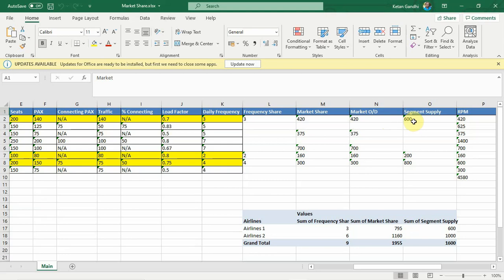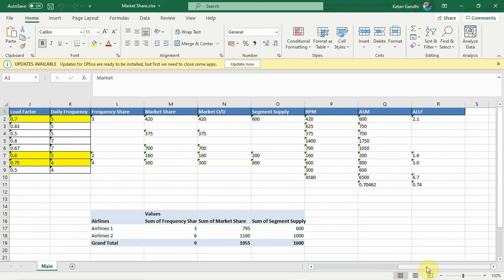Segment supply means the aircraft which were supplied to carry the passengers. The total capacity of the aircraft is here. For airline 1 on this route it was 600, 3 flights a day with a capacity of 200 seats. So that becomes 600. The same for airline 2, which had a frequency of 2 aircraft having a capacity of 100, so that is 200, and the other one is 150 capacity having daily flights of 4, so that becomes 800. That is calculated.